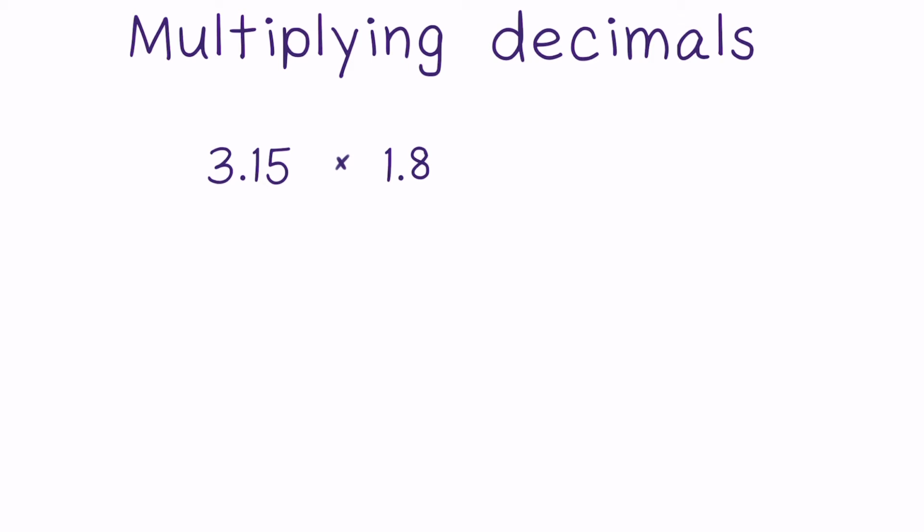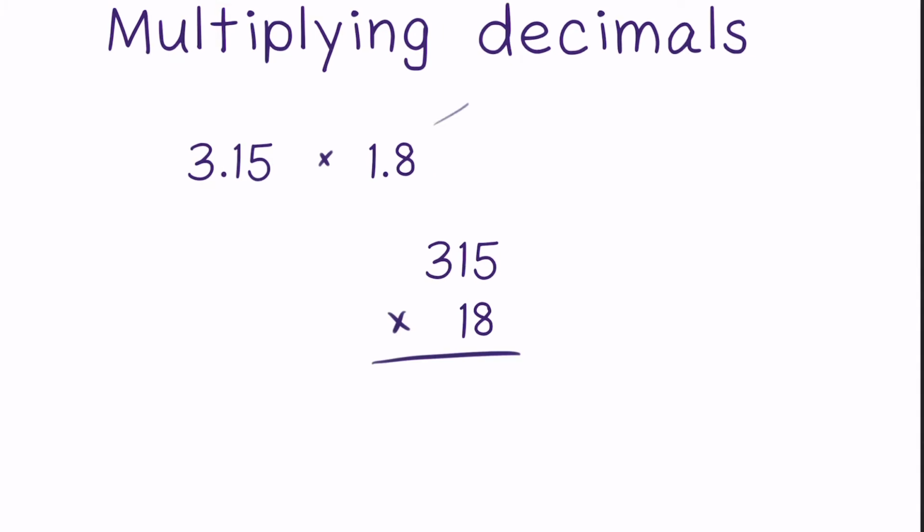Rewrite the numbers as whole numbers to multiply the digits. In this case, we have 3 and 15/100ths, which we can write as 315. And we have 1 and 8/10ths, which we can rewrite as 18. Now that we've rewritten the numbers as whole numbers, we can multiply. We have to remember where the decimals are in the original problem because we're going to come back and look at that in order to determine where to put the decimals in the answer.